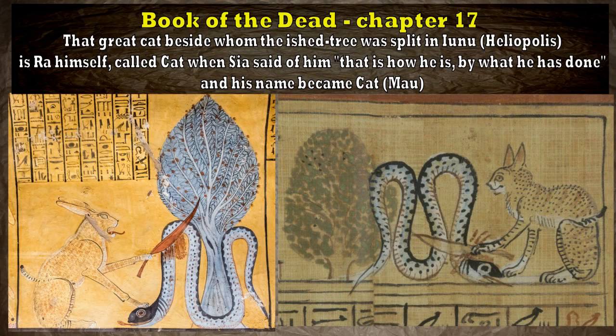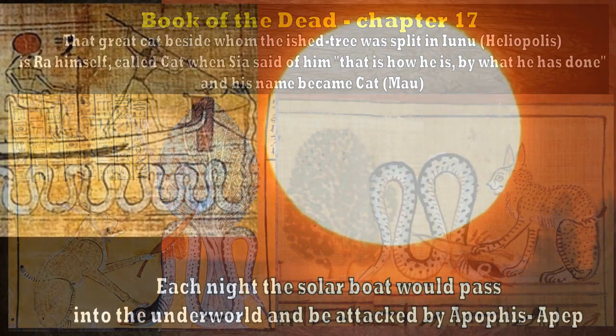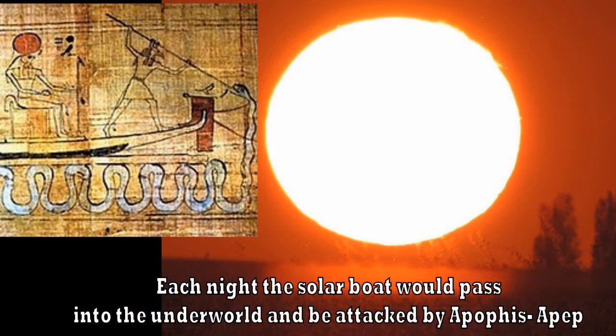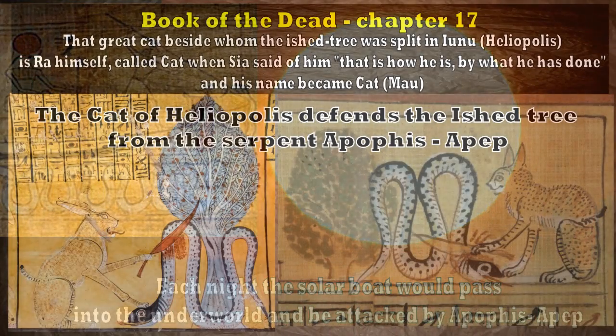But in regards to the Book of the Dead, for instance, in chapter 17, it names the Yinu, or Heliopolis, as this sacred tree where the sun split the tree in half, but also where the sacred cat, the great cat, Meow, protected the tree, this tree of life, this tree of knowledge, from Apophis, who each evening as the solar boat descended at sunset into the underworld, would attack the boat. Apophis was always trying to destroy the order of things. It wanted to return to the singularity, before creation when everything was one.